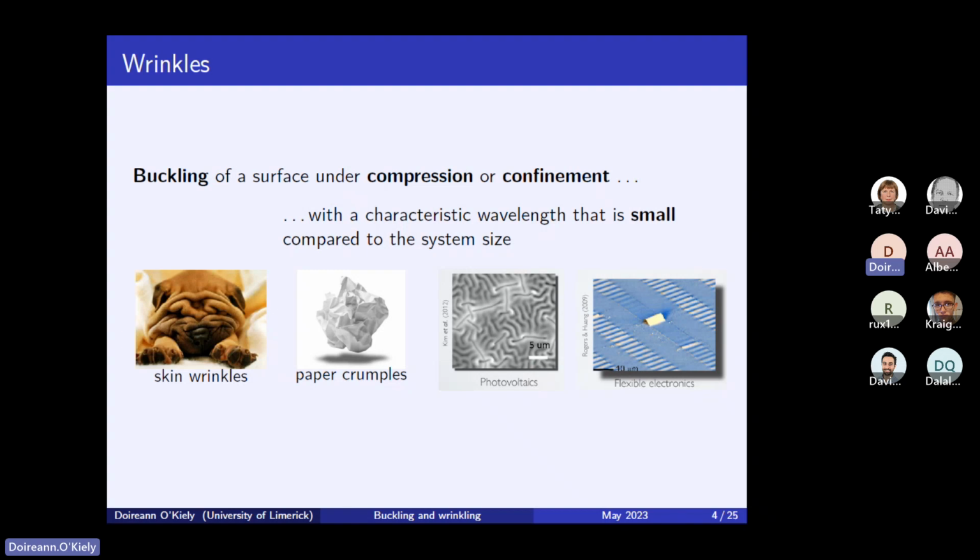Alas, I only have my jacket. If I do this, I call that a buckle. But if I have a very high wavelength pattern, that's a much shorter wavelength than the length of the sleeve, I call that wrinkling.